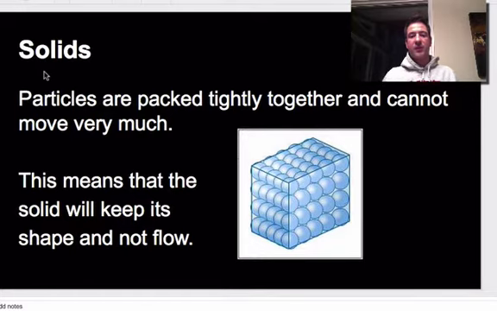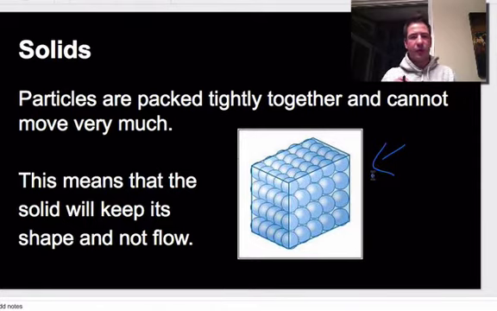So particles in a solid are going to be tightly packed together, and you'll notice that by looking at this illustration on the right. They're tightly packed together. They're still moving. Okay, there's very little space, but solids aren't going to take the shape of a container. They're going to keep their shape, but they're not going to fill a container.